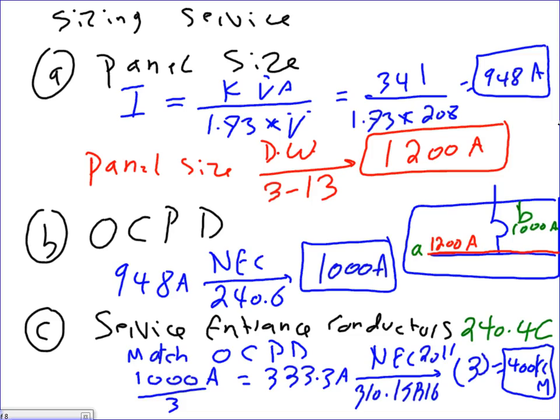Any questions, my friends? Okay, here's what I'm going to do. Do you guys need a 5 minute break? I'm going to do 3 things. Number 1, I'm going to size the neutral. Number 2, I'm going to do the bonding and grounding for this system. And number 3, I'm going to show you how to size other panels, like what if it was a lighting panel? How would we do a lighting panel? Then we're done. So you guys have 5 minutes, quick? And then we'll do that.